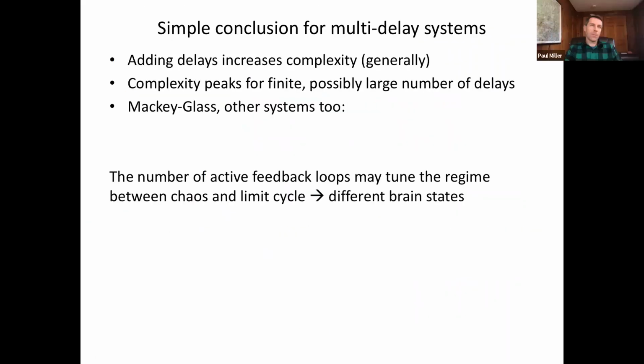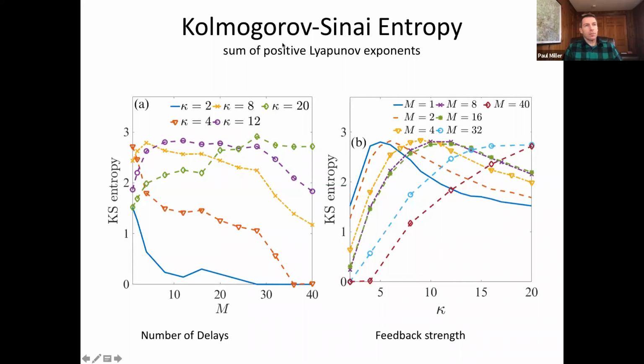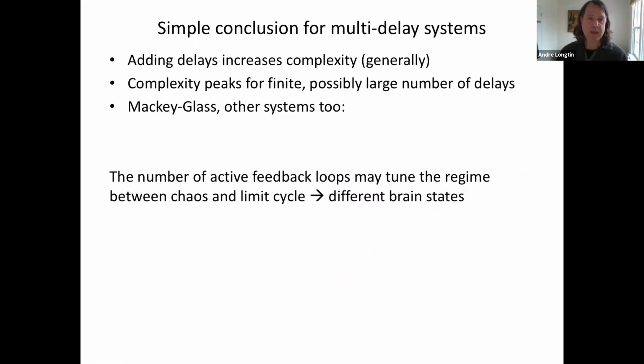So we've quantified this with Lyapunov exponents as well, developing a method to calculate multiple Lyapunov exponents for multiple delay systems. And you can read that in the papers. So the number of active feedback loops may tune the regime between chaos and limit cycle. So you might get different brain states. And I'll leave it at that.